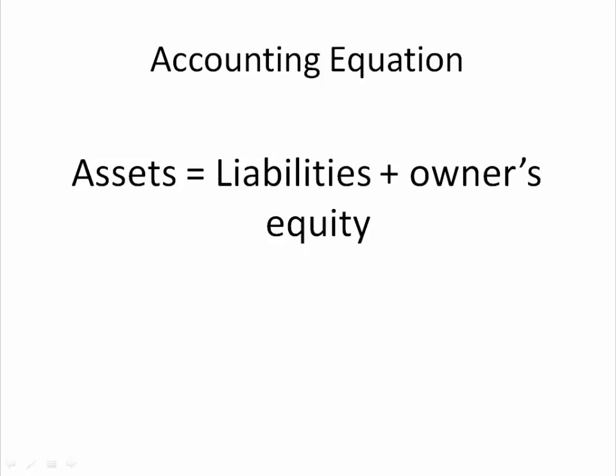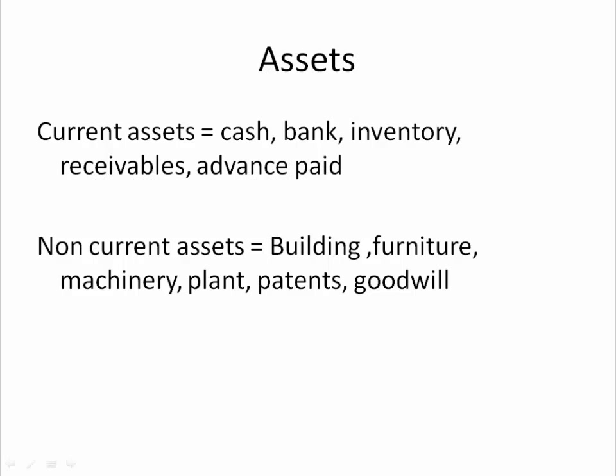Assets is equal to liabilities plus owner's equity. We all know about the assets. Assets have two types, current assets and non-current assets. Cash, bank balance, inventory, receivables, advance paid, etc. are current assets. On the other side, non-current assets are held in business for the long run. Take examples like building, furniture, machinery, plant, patents, goodwill, etc.